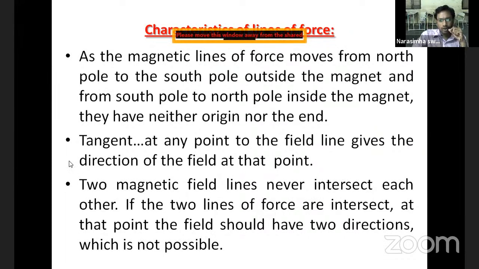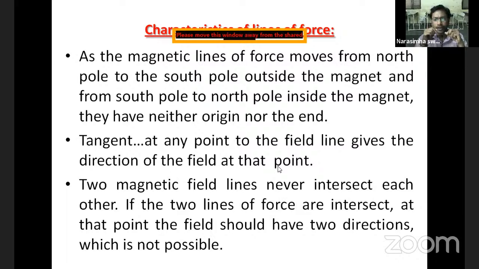And on these lines of force, the tangent at any point to the field line gives the direction of the field at that point. Repeating, if you draw a tangent at any point to the field line, take any field line which is moving from the north to south, and try to draw a tangent on that line, it gives the direction of the field at that point. That tangential direction gives the direction of the magnetic field.